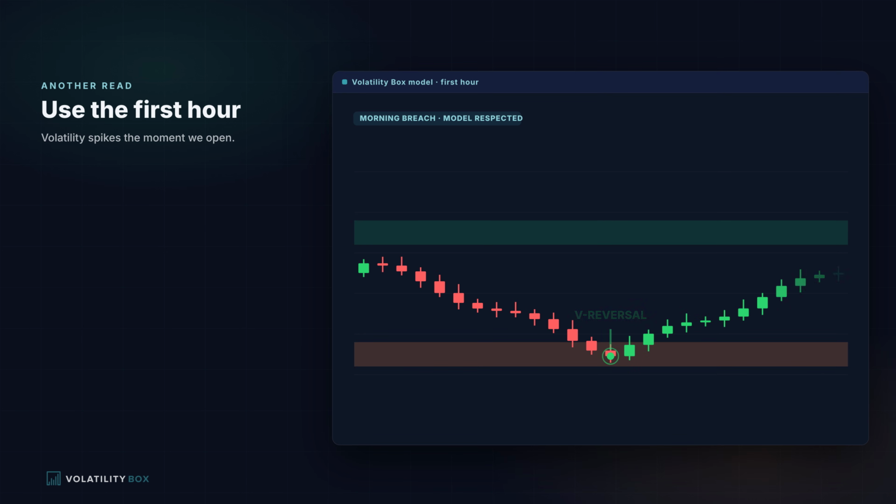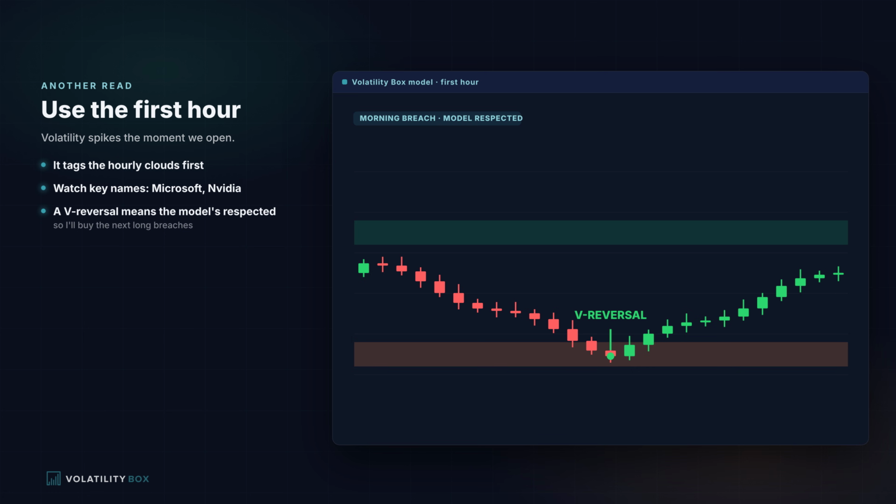Now, another way that you can use the volatility box models is by paying attention to the first hour. Right at the open, you'll notice that there's a huge spike in volatility, and oftentimes this huge spike will take us straight into the hourly volatility box clouds, especially in key markets. Maybe not the index markets, not SPY, QQQ, etc., but you will oftentimes see, say, a Microsoft or an Nvidia getting breached while the broader indices might not be. So that early morning volatility gives me clues around A, what stocks are in play, and B, if this is going to be a day where the models are being respected in both directions, or if I need to have a bias.